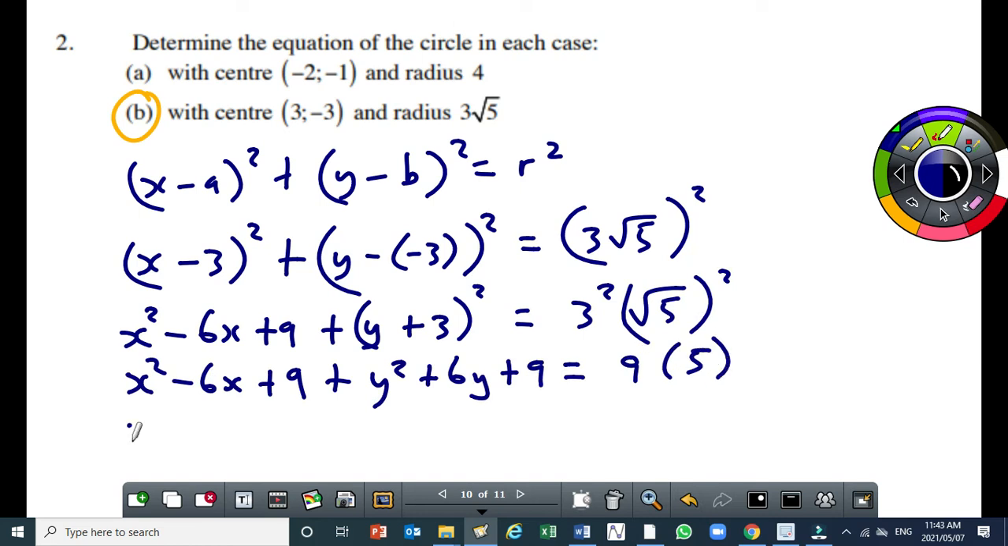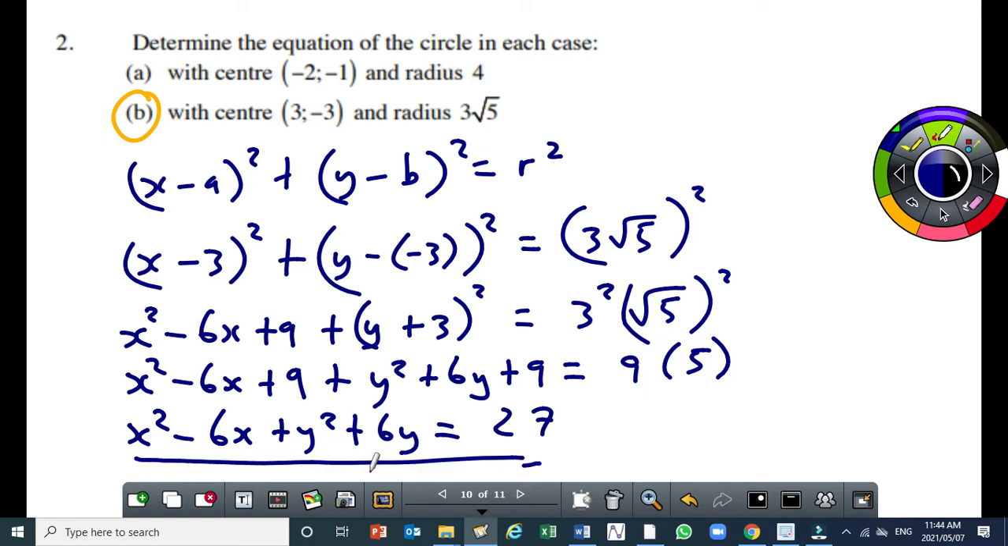Then if you simplify, you can write the final equation as x squared minus 6x plus y squared plus 6y. 9 plus 9 will give you 18. From 45, you will get 27. So you can have 27 on the other side. So this will be your final equation, which is similar to the previous. It's almost like the previous question. What is 9 plus 9? This 9 times 5.